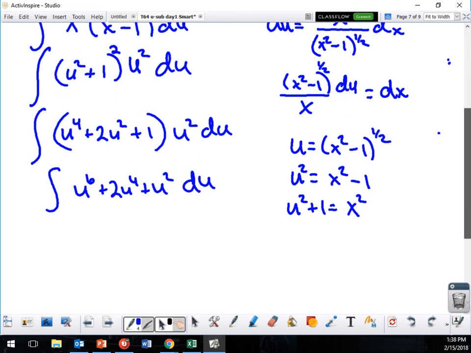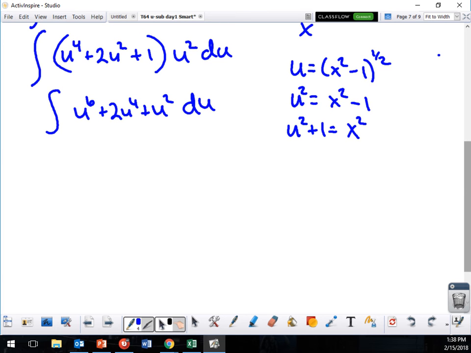Now, at this current moment right here, can I take the integration of this? Yes, I can take the integration of this now. So it's going to be u to the 7th over 7 plus 2u to the 5th over 5 plus u cubed over 3 plus c. We're still not done. Do your exponent first. Add 1 to the exponent, and then it goes over your new exponent.